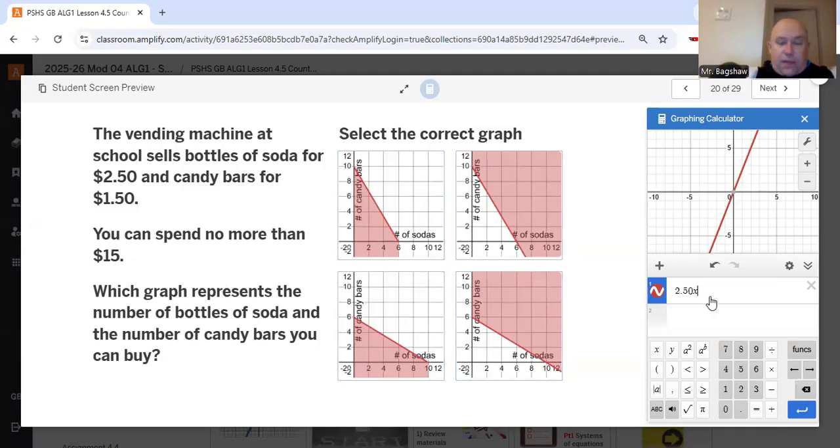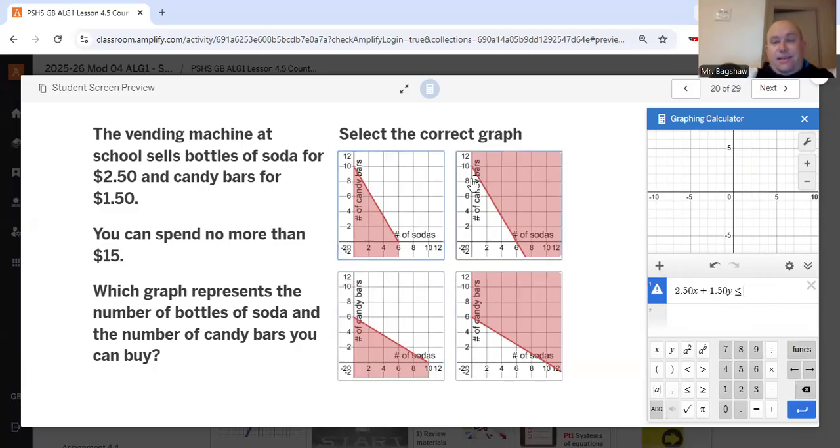Candy bars are 150, so we're going to add 150 and Y. And you can see that candy bars are on the Y axis. And then "no more than." So "more than" is greater than, so "no more than" is the opposite. That would be less than or equal to. You can spend $15. You just can't spend more than $15.